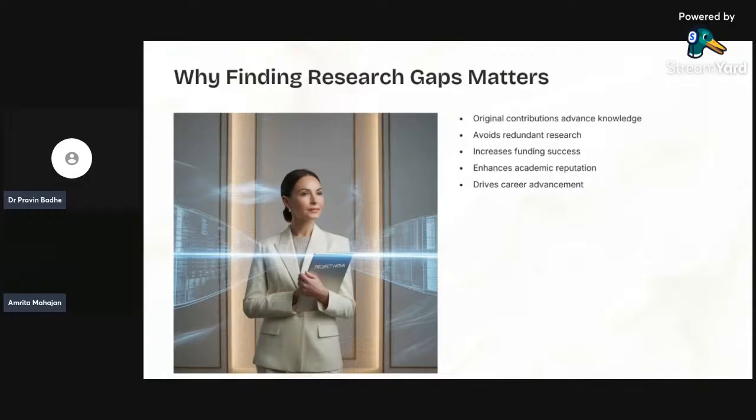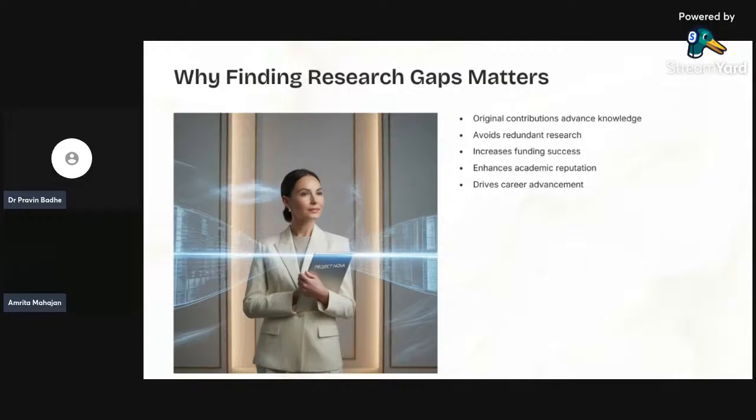Now, why is it so important to find research gaps? First of all, it gives us original contributions and advanced knowledge. This is the very fundamental goal of research. We are not here just to rewrite what others have said. Our job is to add a new piece of the puzzle, or discover a new connection, or challenge what is already present. This is how fields evolve and how we make progress.